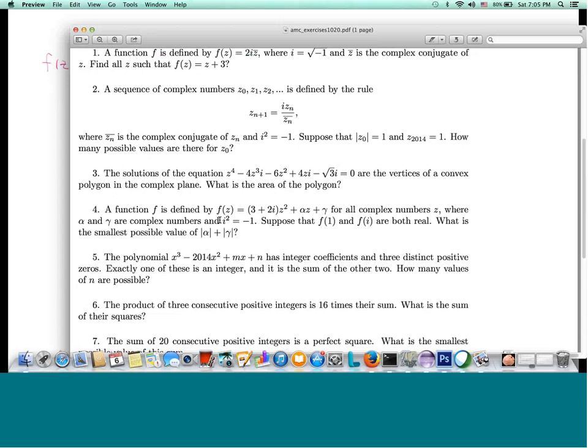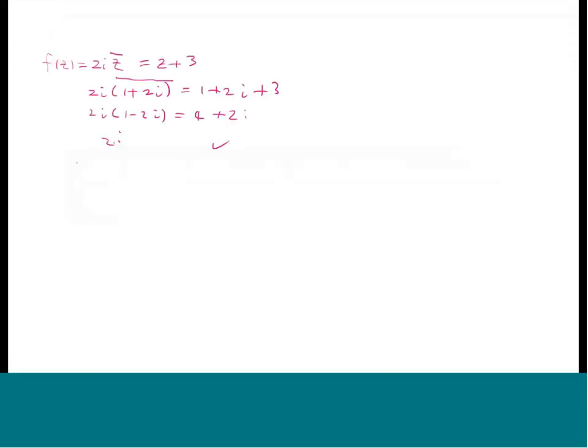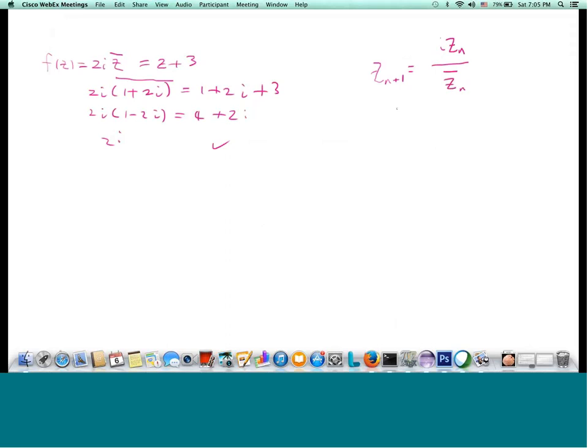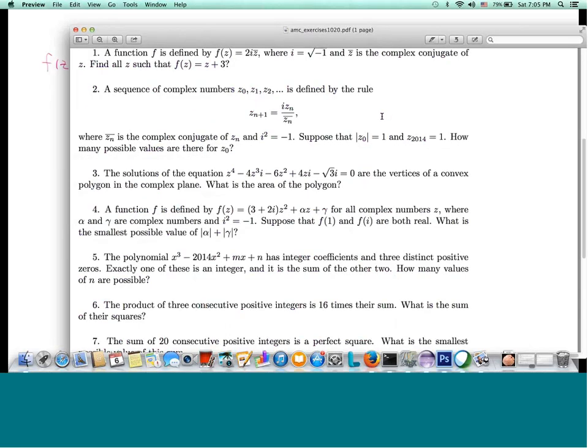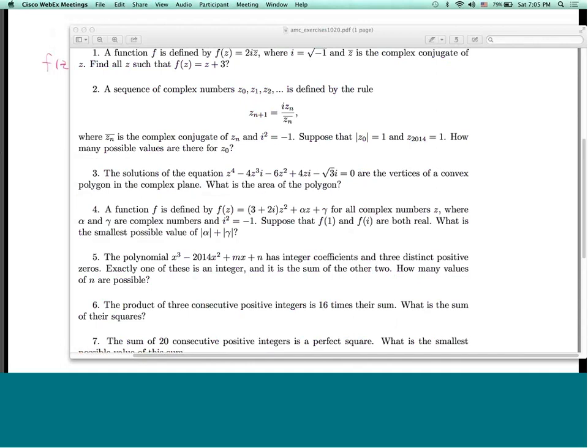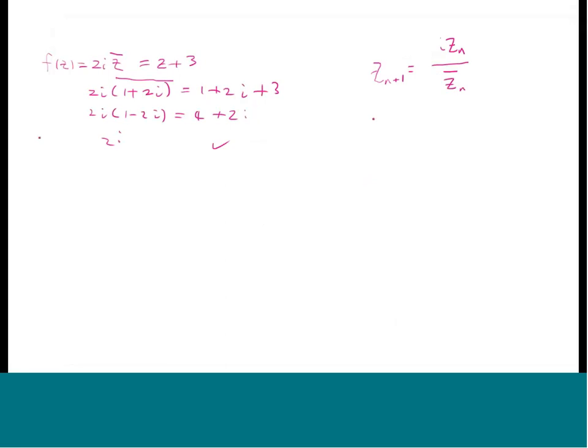Okay, number 2: a sequence with z_{n+1} equals i times z_n over z_n bar, with z_0 having absolute value 1, and z_2014 is 1. Sometimes this computer freezes, it's weird. So z_0 has absolute value 1, and z_2014 is 1. So the question is, what kind of z_0 is that?